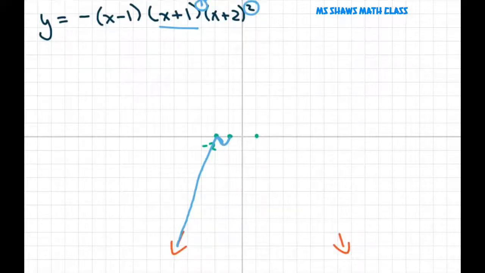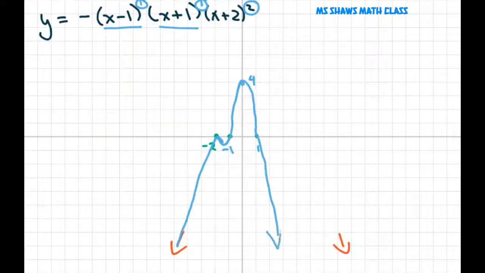Oh, and my y-intercept was 4. I forgot to plot that. 1, 2, 3, 4. So this is 4. This is negative 1 and 1. So go up to your y-intercept and come back down to 1. Now, 1, which was this piece, that also has an odd multiplicity. That means I can cross the x-axis. So we're down here. So it did satisfy our end behavior. We did it right.